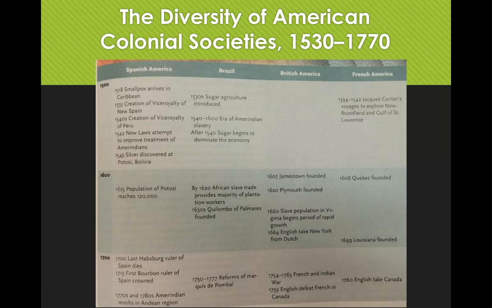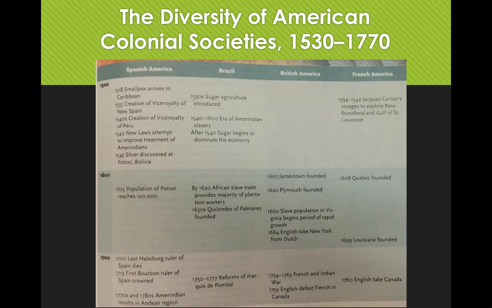Today, we are focusing on the diversity of the American colonial societies. You'll notice that we are focusing on Spanish America, as well as British and French America, and Brazil's influence on South America, as well as their influence in Africa. What I want to take note of are the comparisons across the colonial Americas.